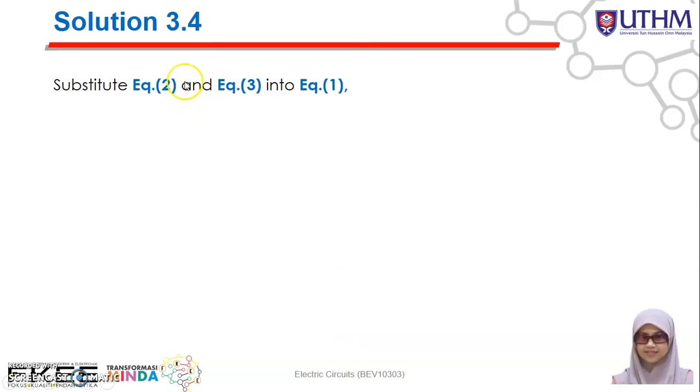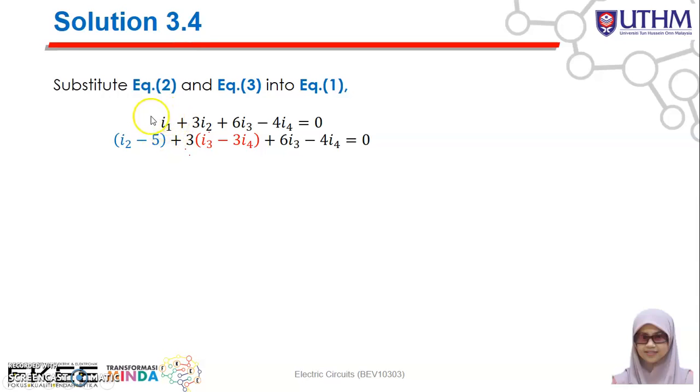Alright, so after that, you can just substitute your equation 2 and equation 3 into equation 1. So this is the equation 1. Based on the equation 1, we substitute I1, which is I1 equal to I2 minus 5, and I2 is equal to I3 minus 3I4. So that's why we need to substitute I2. I3 minus 3I4 minus 5 plus 3I3 minus 3 multiplied with negative 3 is negative 9I4 plus 6I3 minus 4I4 equal to 0.